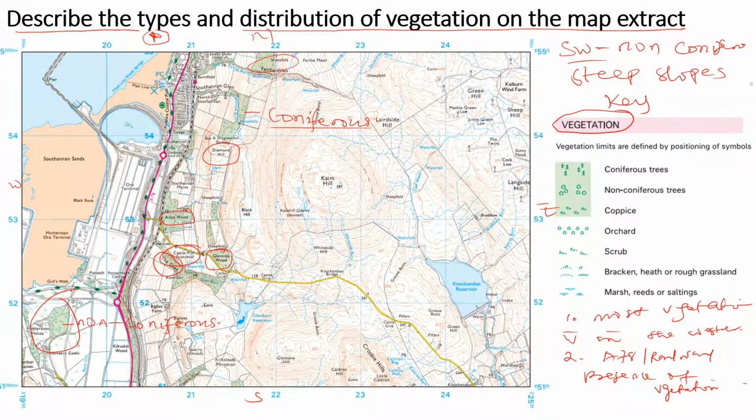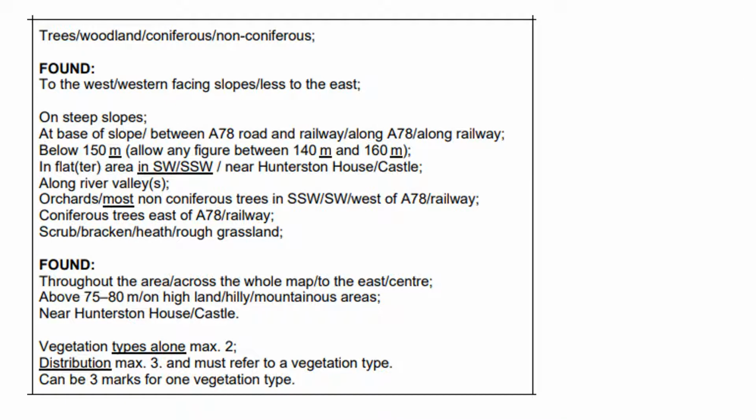So when we go to our key now, you have coniferous, you have non-coniferous trees. So we have coniferous and non-coniferous trees. So that is the type of vegetation. Then here you find out that to the west, most of the vegetation is in the western part, and you have less in the east. Now they are on steep slope.